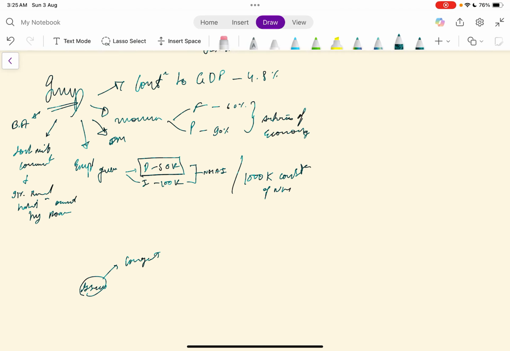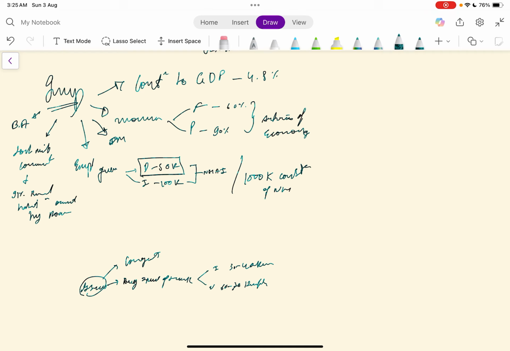Then second, the average speed of trucks is also low. If we compare with the USA, in India it is 30-40 kmph, whereas in the USA it is 60-70 kmph.